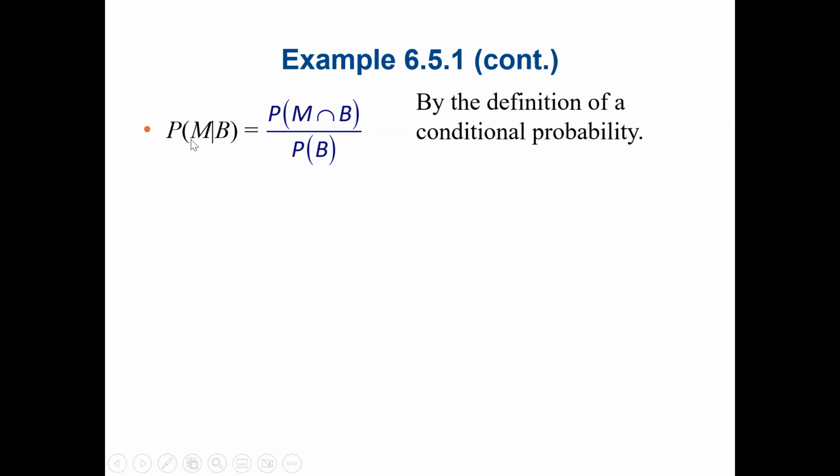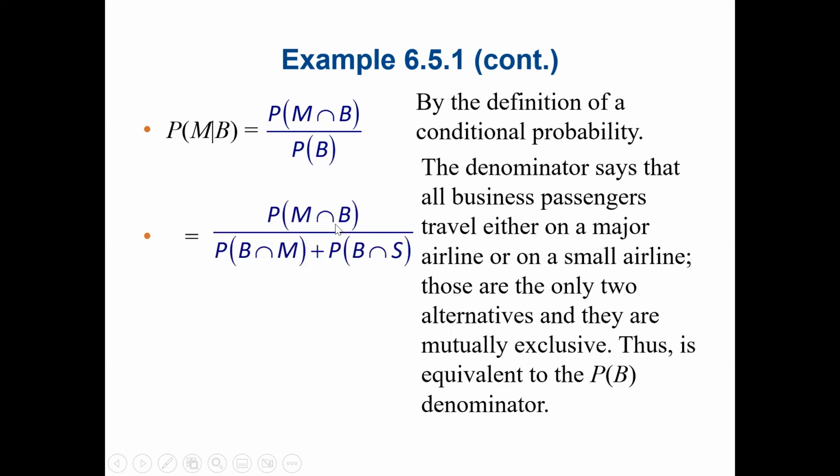So we know the probability of M given B is equal to the probability of M and B divided by the probability of B. This is again our conditional probability formula. Now, for the probability of B, we have both major airline and small airline passengers. So the probability of B is the same as saying the probability of B and M plus the probability of B and S.